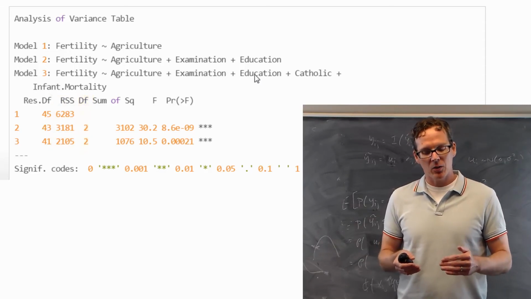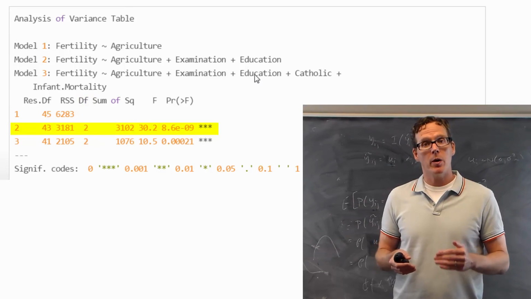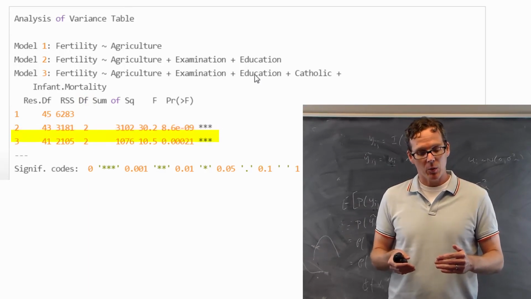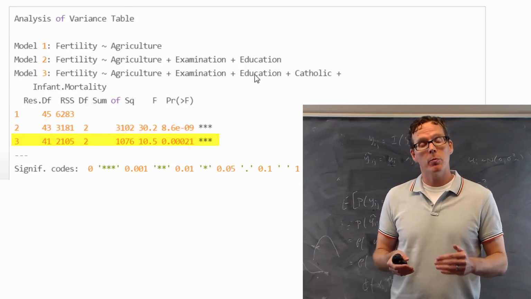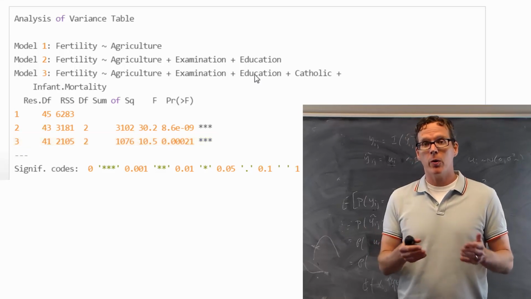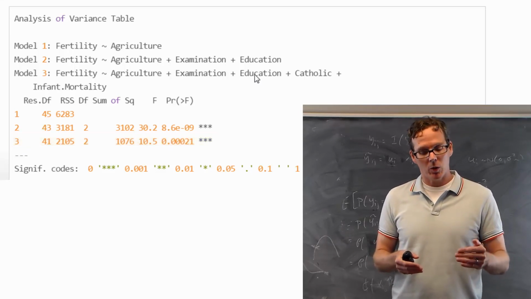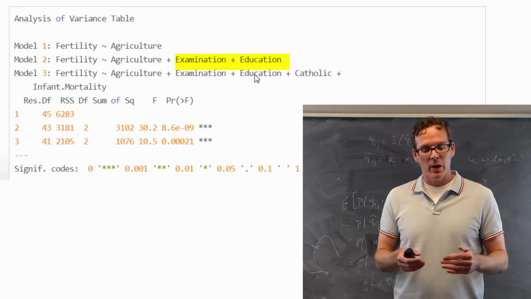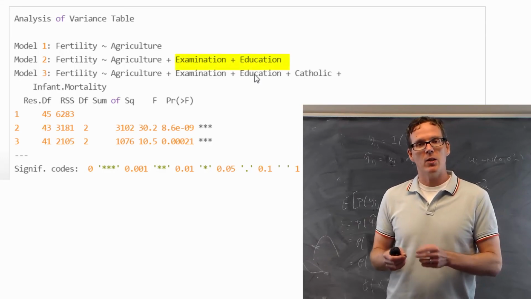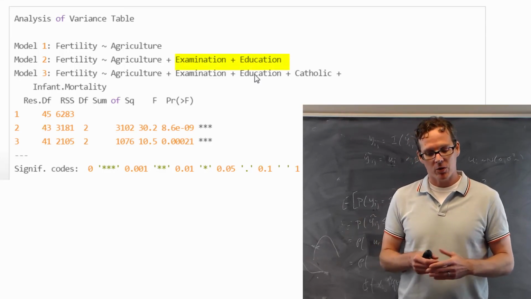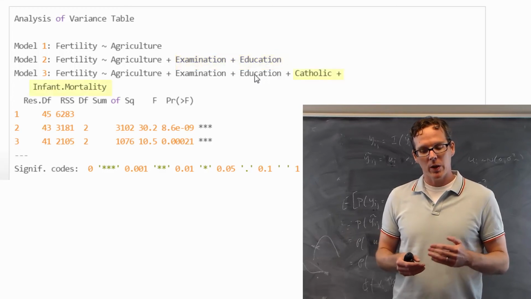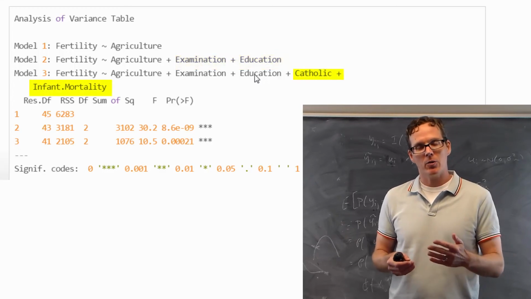So we added 2 parameters in going from model 1 to model 2, that's why that DF is 2. And then we added 2 additional parameters going from model 2 to model 3. So the 2 parameters we added going from model 1 to model 2 are examination and education, their 2 regression coefficients. Going from model 2 to model 3, we added Catholic and infant mortality, their 2 regression coefficients.